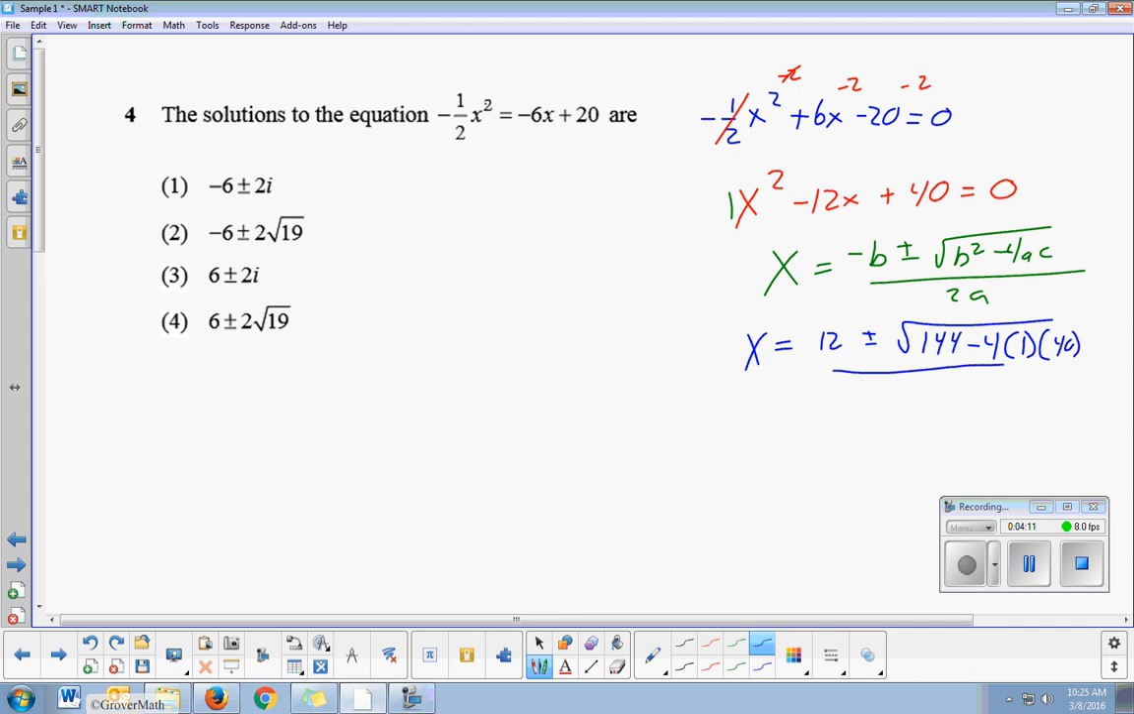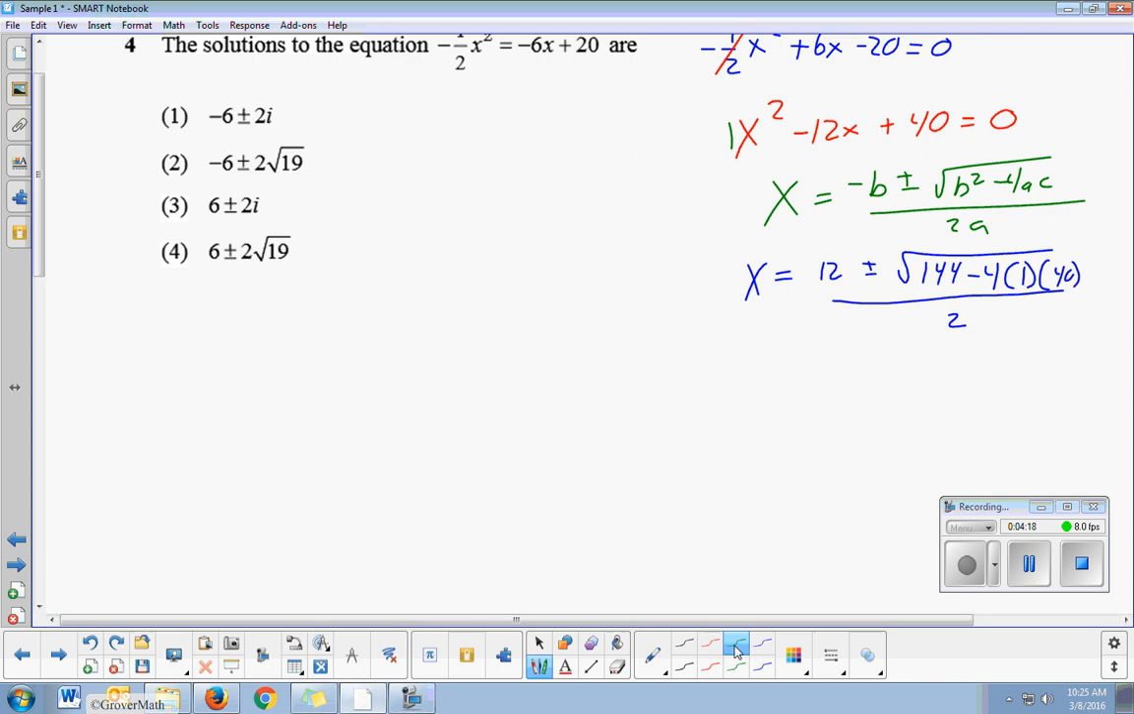And this is all over 2a, which is just 2 times 1, so 2. A lot of people like to use their calculators in here and just type that all in to get that piece there. I'm going to try to do this without a calculator. So 12 plus or minus the square root of, this would be 144 minus, now negative 4 times 40 would be minus 160, over 2.